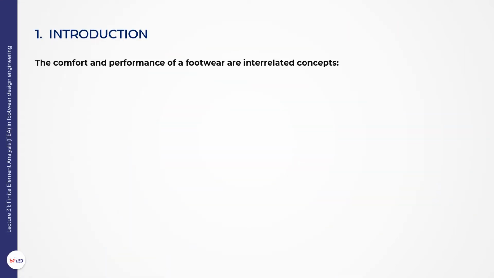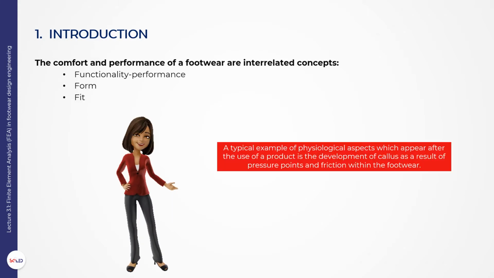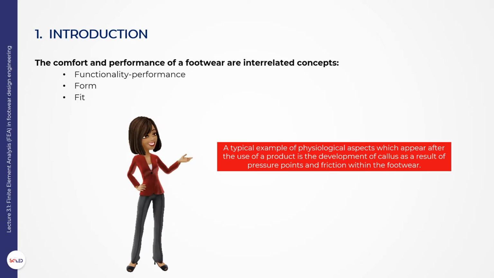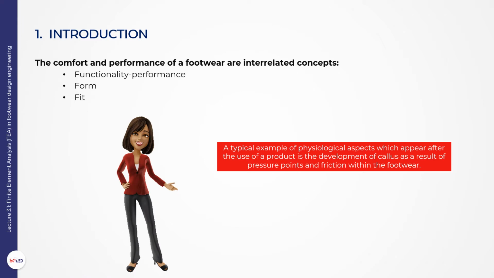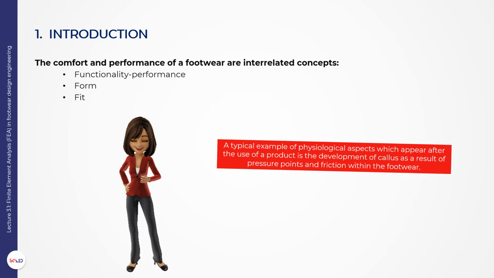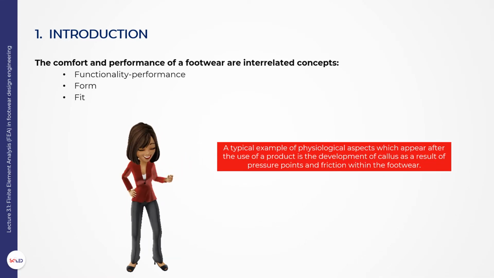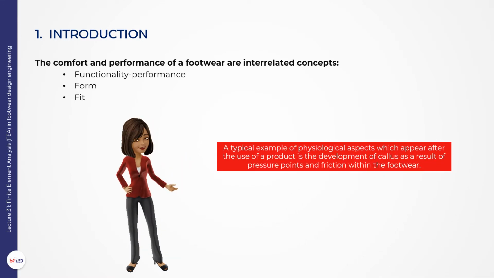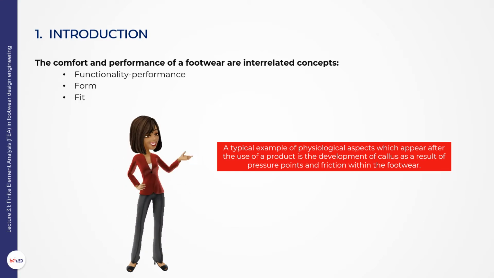Introduction. The comfort and performance of footwear are interrelated concepts. It is preferable to consider overall the functionality, performance, form, and fit, also known as 3F. Vink et al. also believe that comfort includes convenience issues that arise after using a product, because the appearance of several physical, physiological and psychological aspects lags the end of the use of goods and services. Another typical example of physiological aspects which appear after the end of the use of a product is the development of callus as a result of pressure points and friction within the footwear.